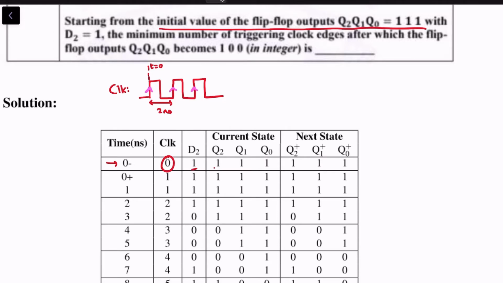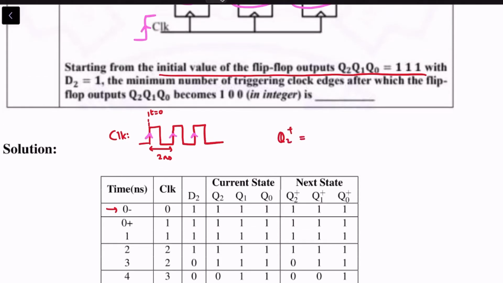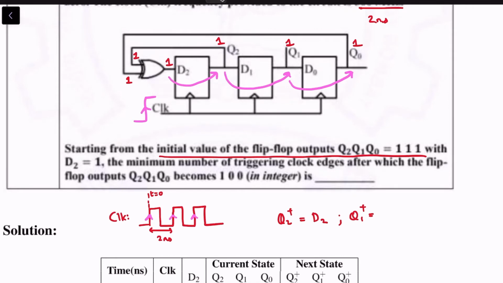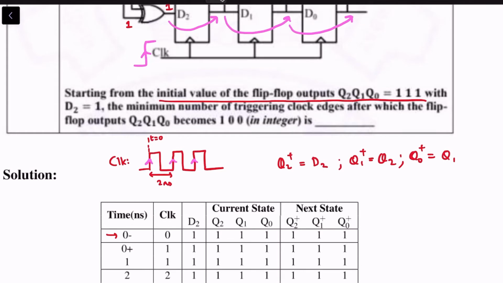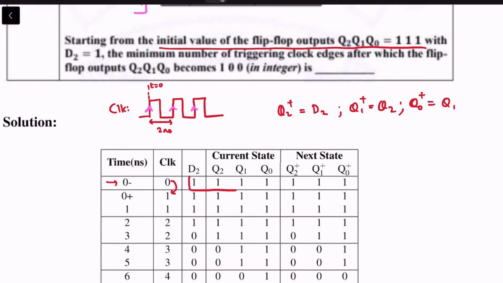So D2 is 1 as given in the problem, and these are the current states. What will be the next state? Remember, Q2 plus is whatever is on D2, Q1 plus is whatever is on Q2, and Q0 plus, the next state of Q0, is whatever is on Q1. As things stand, what is on D2 is 1, so that is what will come as Q2 plus. What is on Q2 and Q1 are 1 1, and they will come on Q1 plus and Q0 plus respectively. So we have the first clock edge, and the next state has arrived.